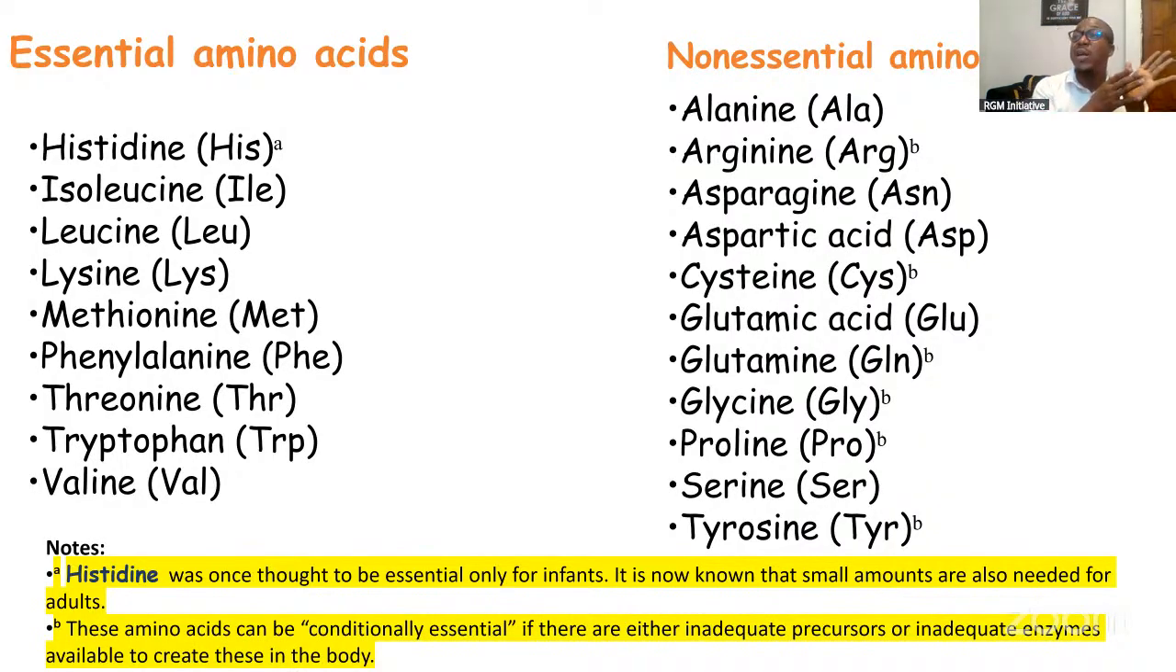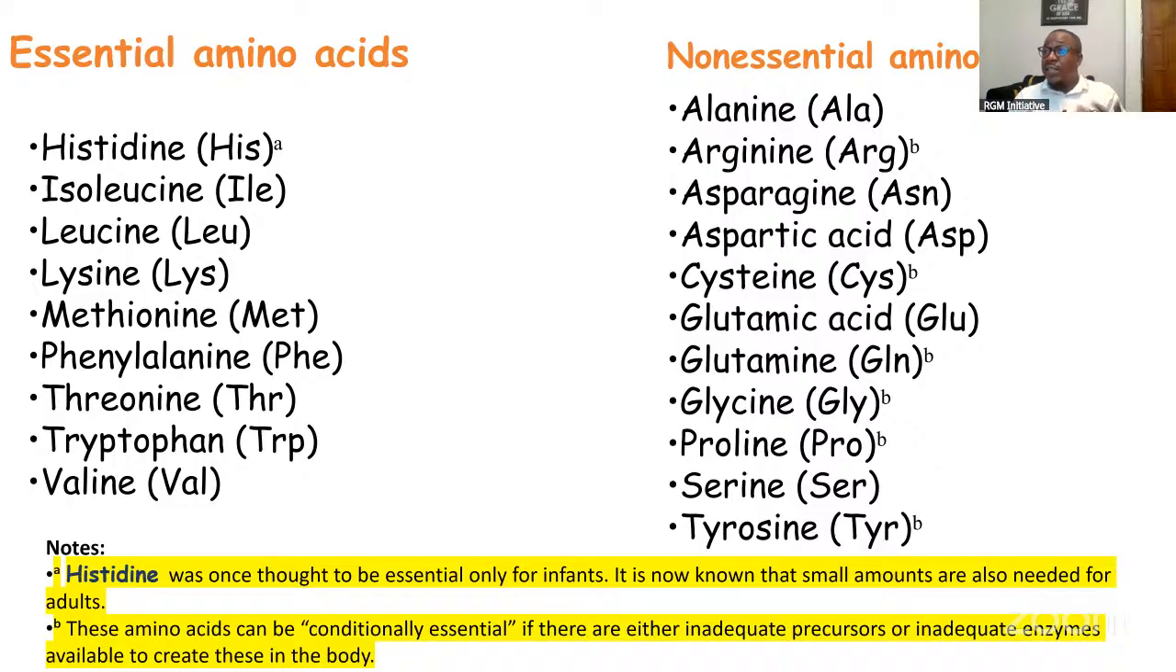Now, the ones labeled with B superscripts are amino acids that are conditionally essential. It means there are some conditions under which we have to tag them as essential amino acids. They say it is either inadequate precursor, which is what is actually used to produce them, or inadequate enzymes available to create them in the body. Sometimes somebody might be sick, or have a genetic disorder that will render those amino acids essential.